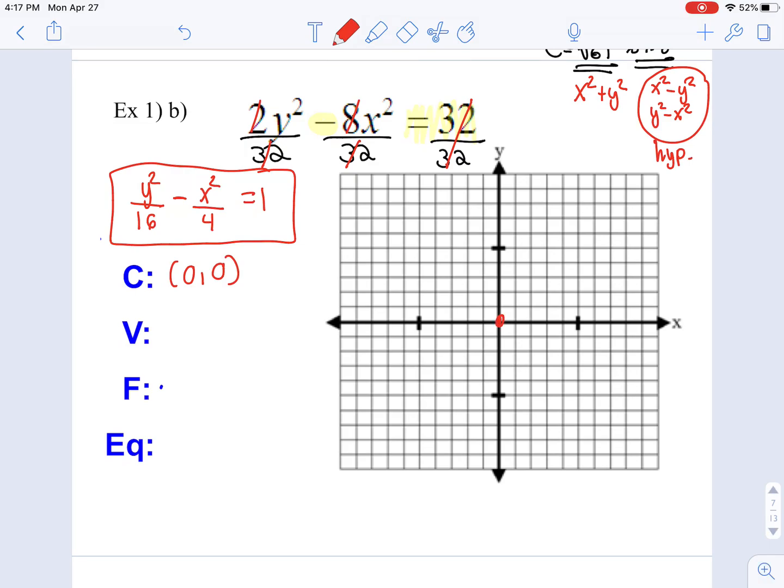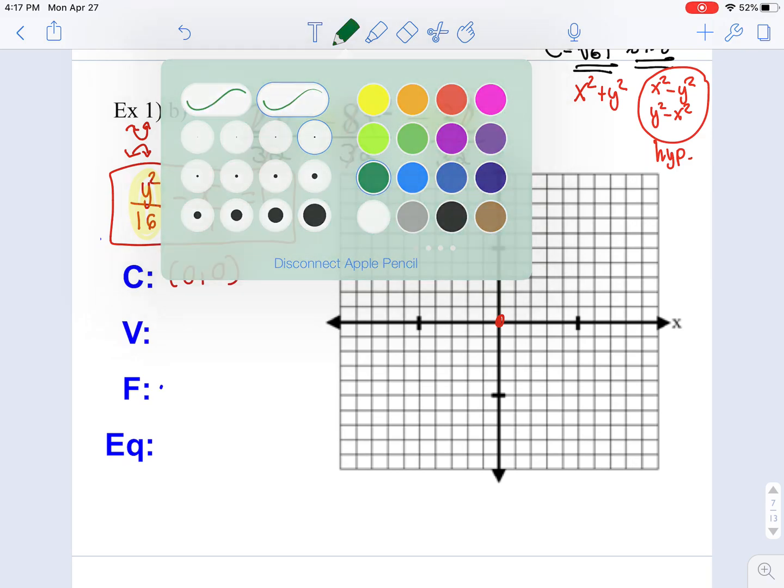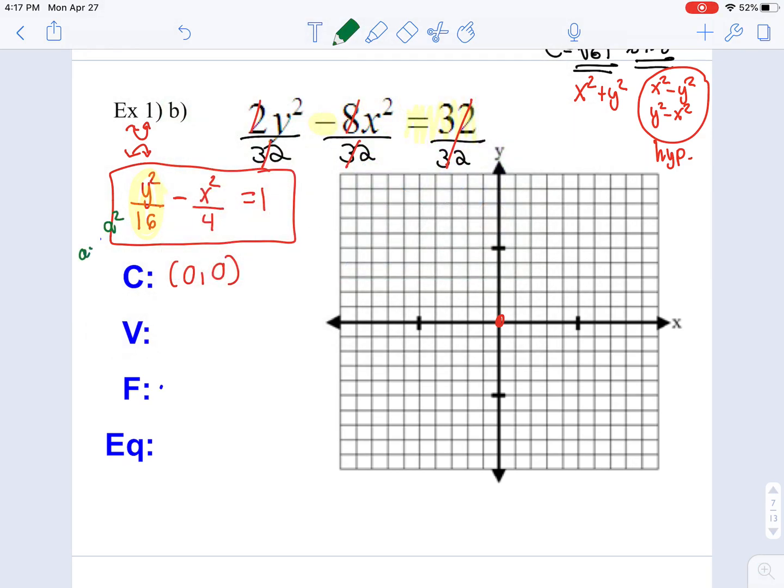Once again, my center is at 0, 0, so I'll plot my center right away. Because the y squared comes first, we know that this hyperbola is going to open up or down. And so then we're going to go our distances. The 16 is my a squared, which means my a value is 4. Since the 16 is below the y, I'm going to go up and down 4 places, and those are my vertices. So my vertices are at 0, positive 4, and 0, negative 4.